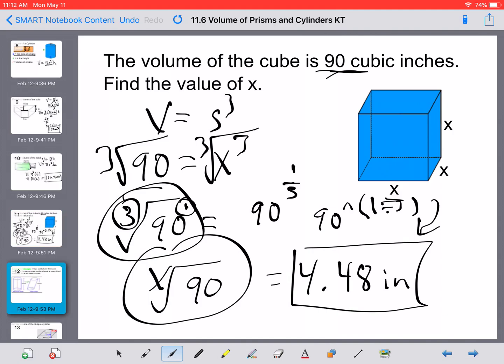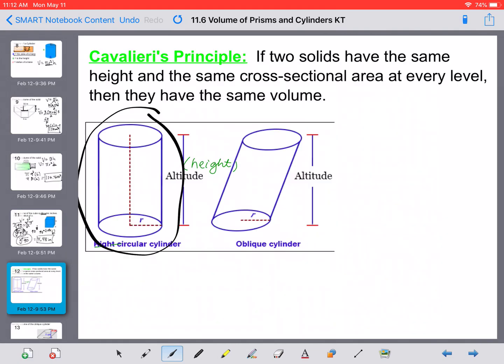Alright, Cavalieri's principle. If two solids have the same height and the same cross-sectional area at every level, then they have the same volume. Or in this case, a right circular cylinder, which is what we normally deal with, that has the same height as an oblique cylinder with an altitude that's the same height or the same length, then they're going to be equal.